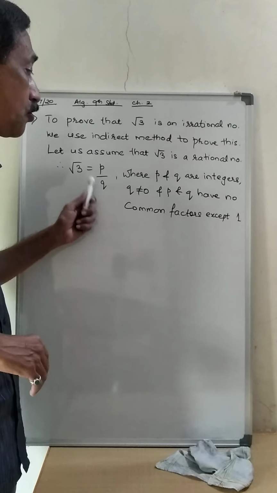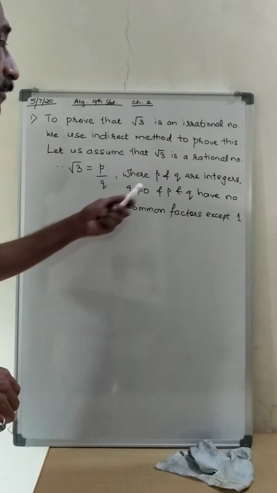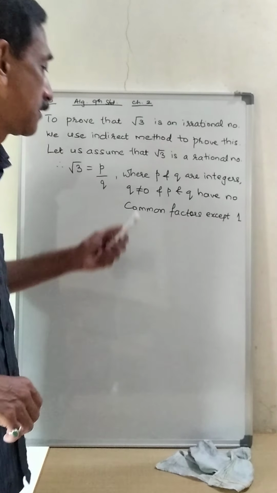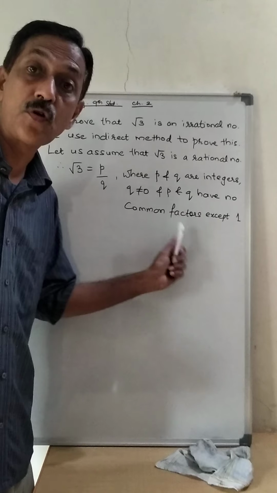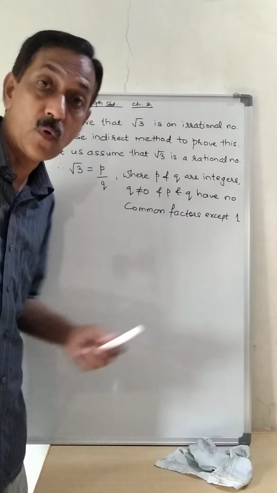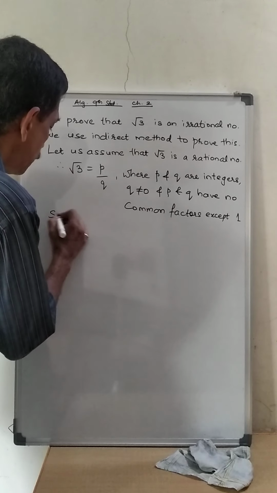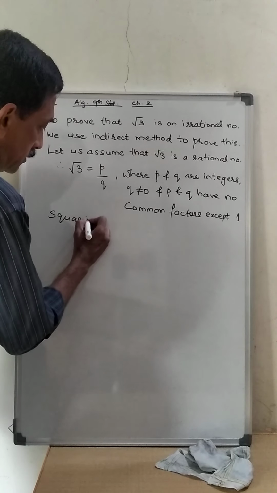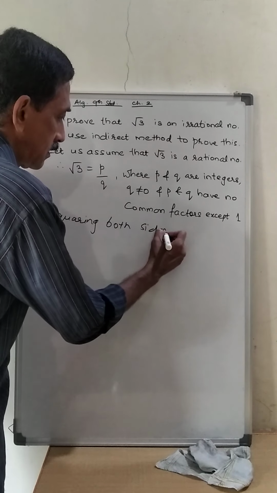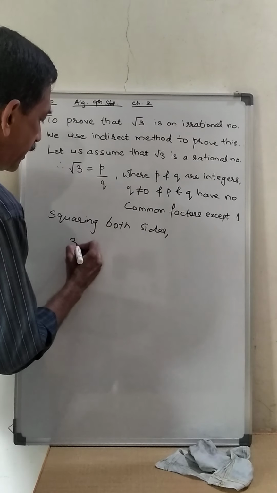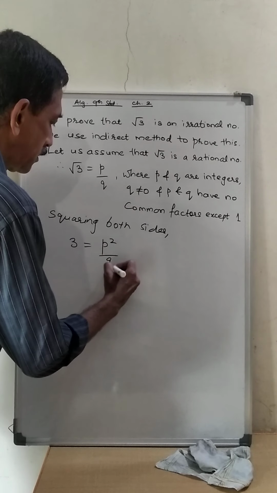So root 3 is equal to P upon Q, where P and Q are integers, Q is not equal to 0, and P and Q have no common factors except 1. Now what we do? Squaring both sides. 3 is equal to P square upon Q square.